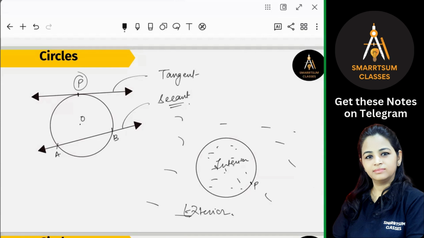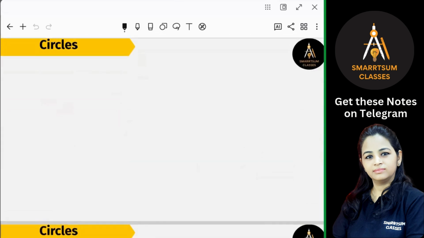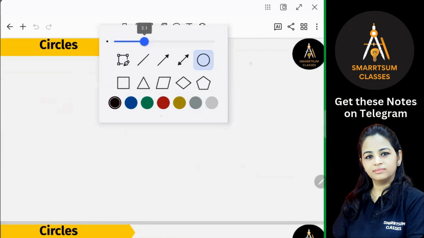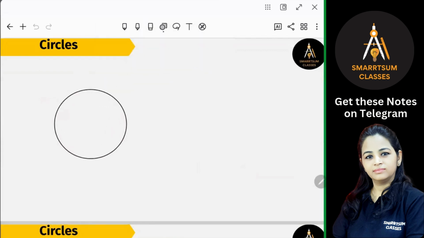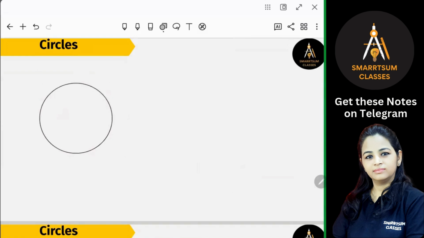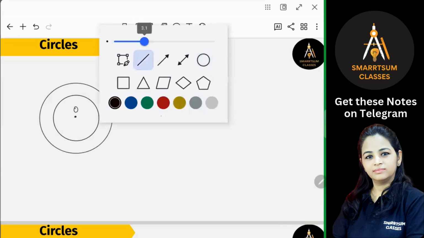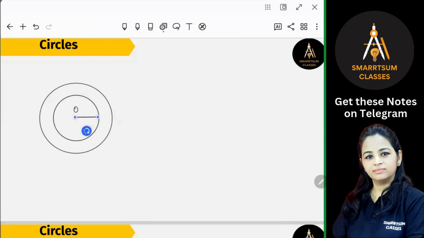Now, there can be concentric circles, right? So what is the meaning of concentric circles? Suppose we have two circles such that they have different radii, but their center is the same, right? Okay, the centers of the circles are the same, right? For example, like this. Okay, so you can see here there are two circles, right? Their center is the same, but the radii are different. Yes or no? The radii are different.